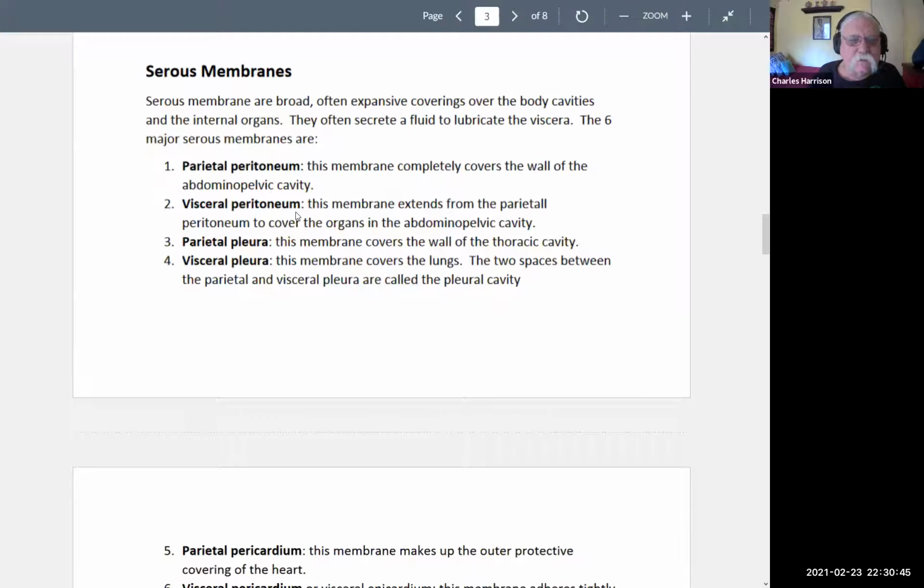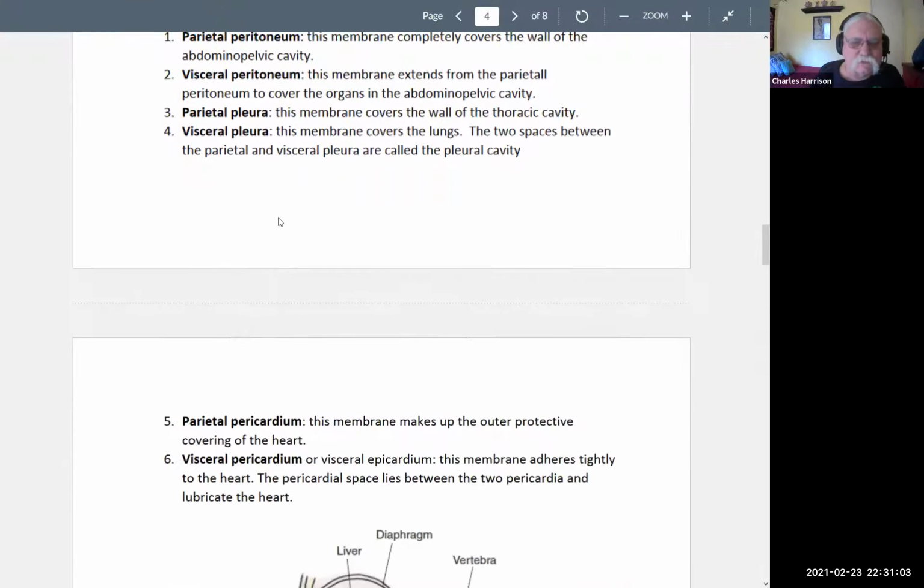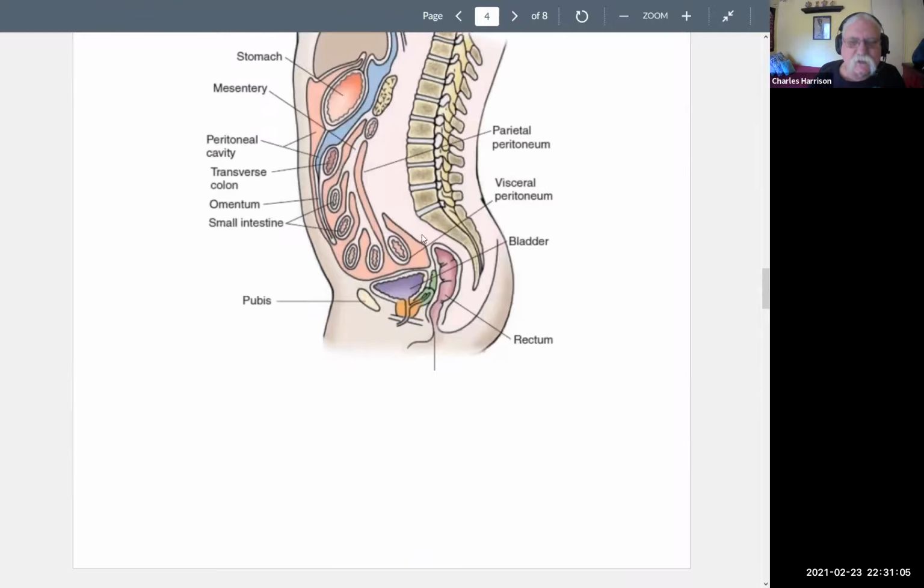Visceral peritoneum covers the organs. Parietal peritoneum covers the body wall. Visceral peritoneum extends from the parietal and covers the organs. They're showing that down here, visceral peritoneum. Here's the organ being covered.